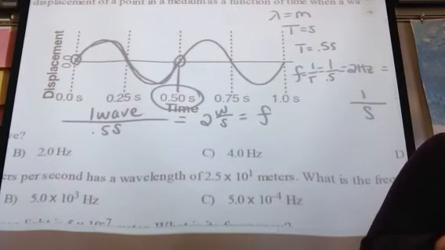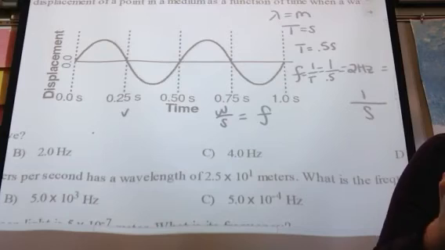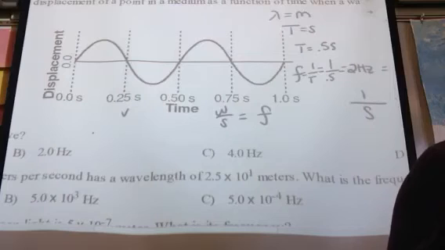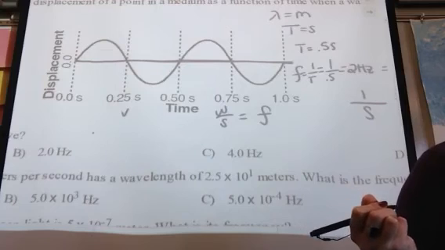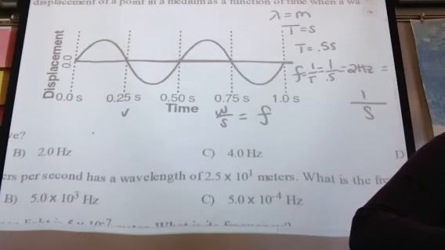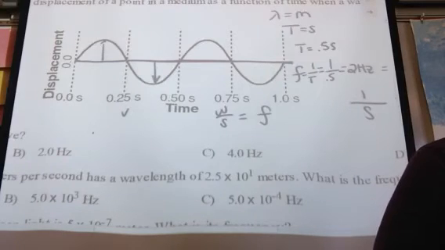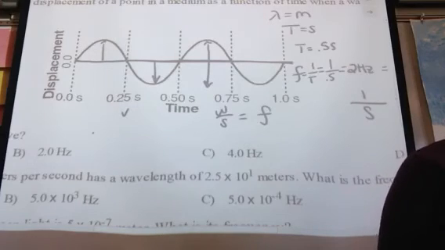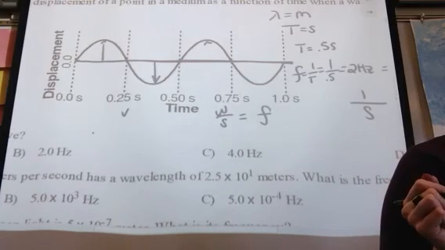The amplitude is the distance either up or down from the equilibrium position. This line is the equilibrium position. So from the equilibrium to the crest or from the equilibrium to the trough is the amplitude, not from trough to crest. Like, don't go the entire distance. That's not the amplitude. That's actually twice the amplitude. Okay?